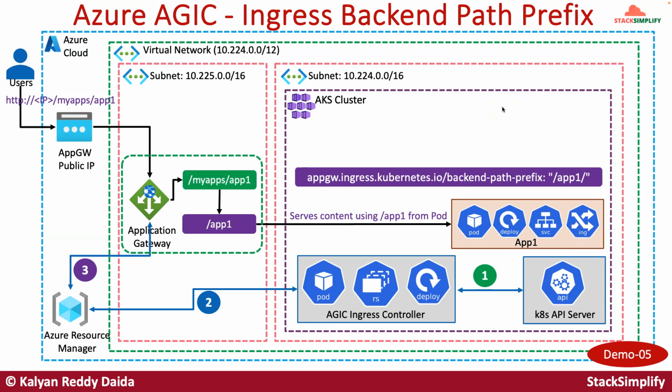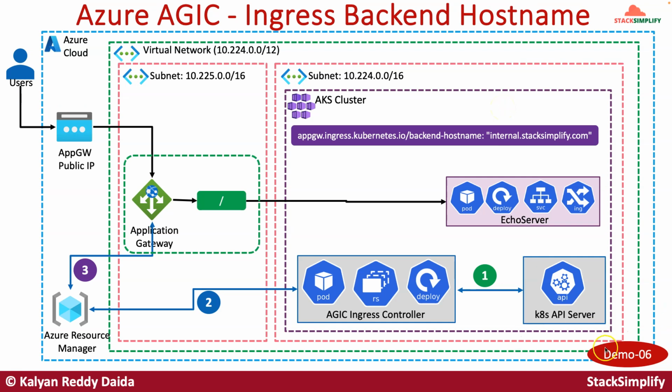as part of this demo. After that, we'll move on and also implement demo 06, which is backend host name. From the internet, you are coming with one host name, and to the backend, if you want to provide a different host name, then how you are going to configure it, you will learn as part of this demo. You are going to define this annotation in the Ingress service and implement it.